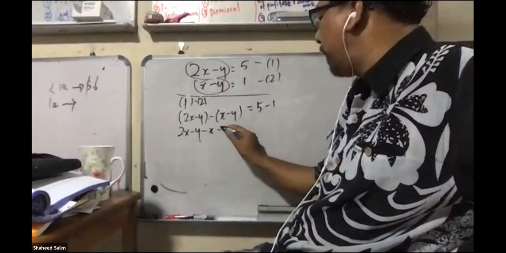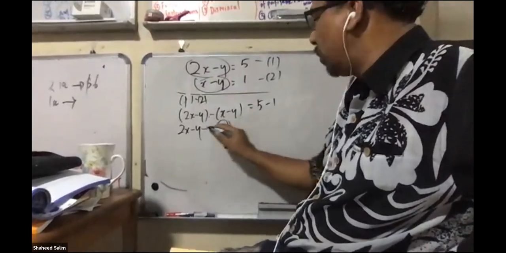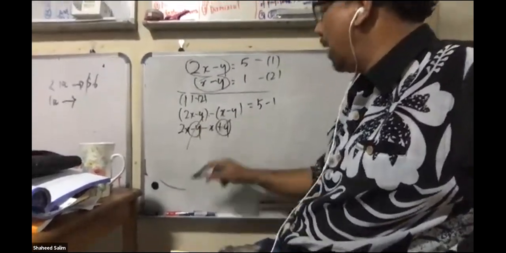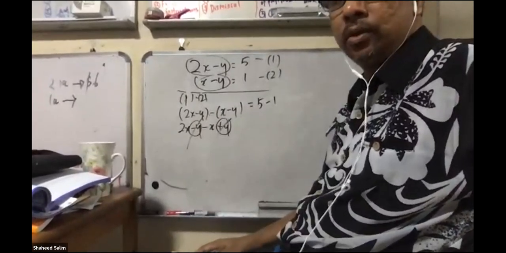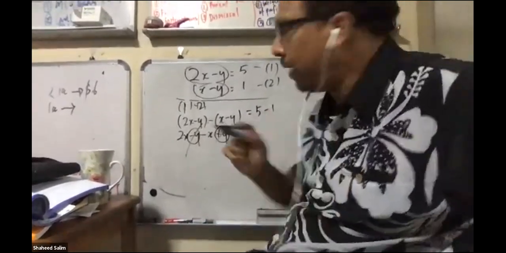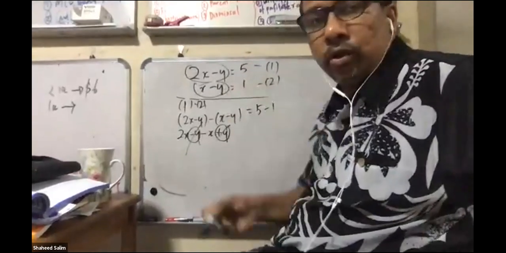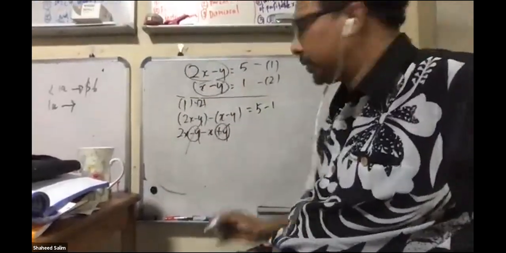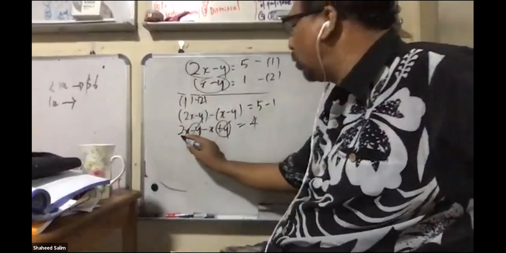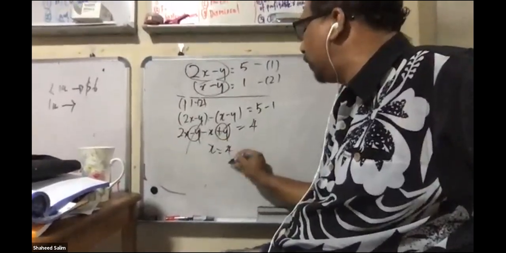Minus times minus gives you plus. Can you see now? Plus y, minus y, the y disappears. Notice that. When you have the same number and you minus it, it disappears. Then 5 minus 1 is 4. So now 2x minus x is 1x, and x equals 4.